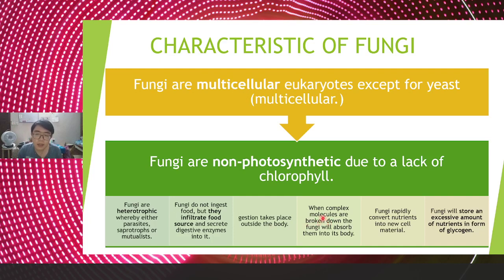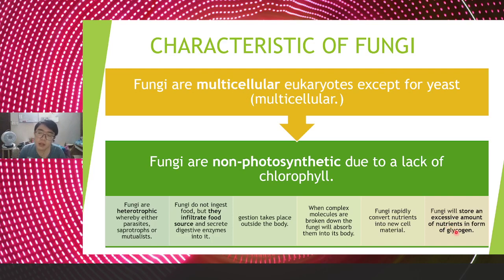For example, a starch molecule will be hydrolyzed outside of the body first, and then it breaks into glucose molecules. Then the fungi will absorb these glucose molecules into the body. This is special for fungi. And then the fungi will rapidly convert nutrients into new cell material. And then the fungi will store excess nutrients in the form of glycogen.